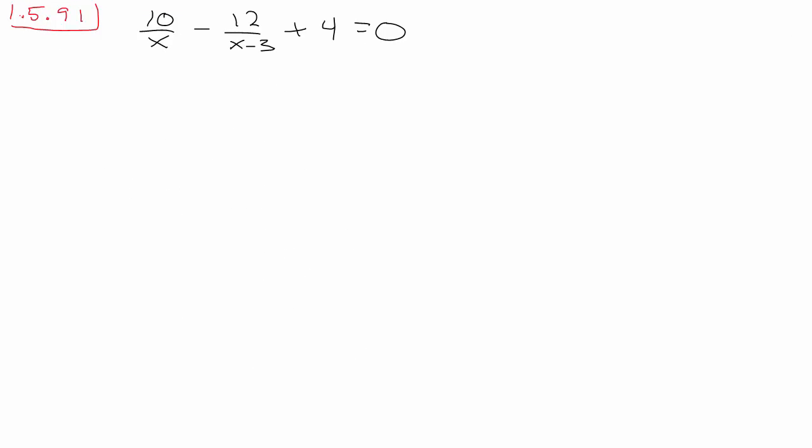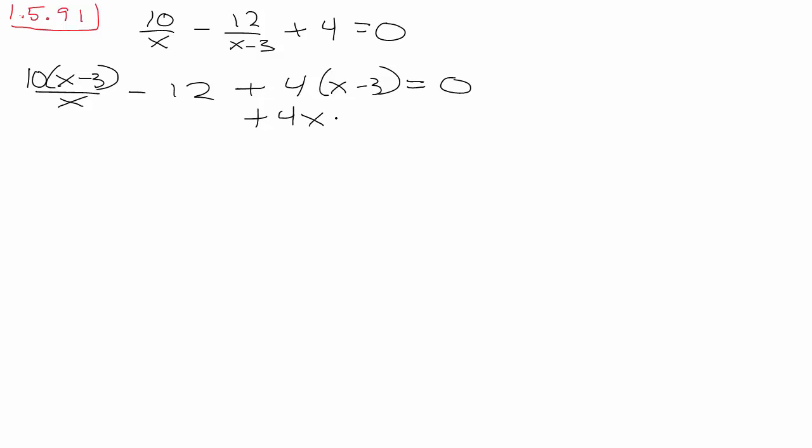Okay, here's a second example. And again, we've got fractions, so multiply by the bottoms. So 10 times x minus 3 over x minus 12, right? Plus 4 times x minus 3 equals 0. Now, you might want to clean this up, make it 4x minus 12. And this doesn't change, right? We haven't done anything here yet.